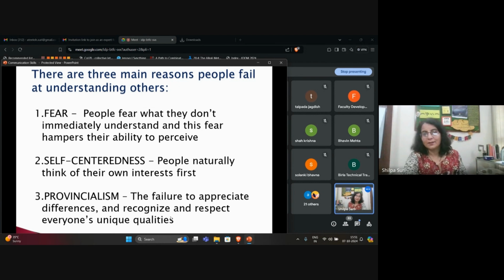And the third important reason why communication falls apart, or we are not able to express ourselves the way we must, is called provincialism. That is, we are not able to appreciate differences, recognize and respect that other people can be different from us. Their language can be different, their preferences can be different, and we don't give benefit of doubt to other people. We are very judgmental, very quick to judge. "It must have been like this, it must have been like that." We make so many assumptions, right? So just overcome these things gradually.